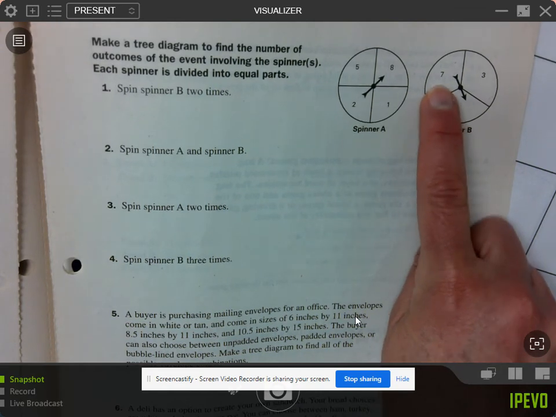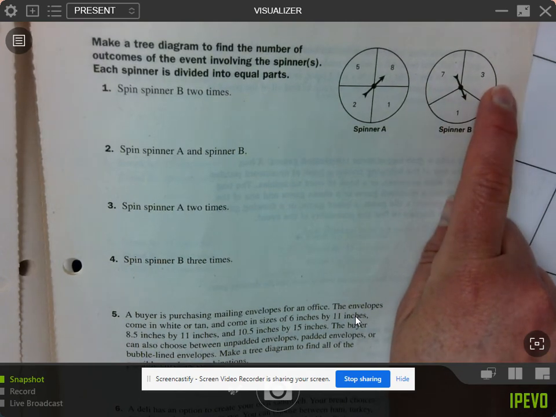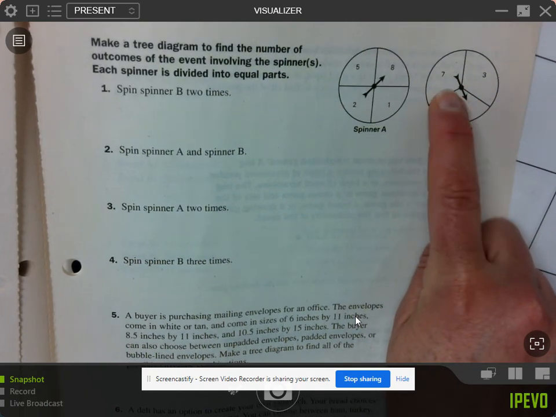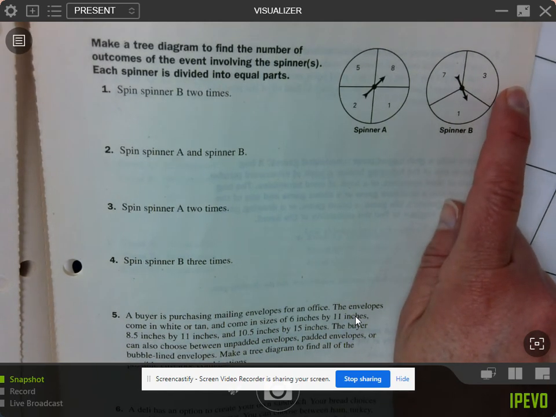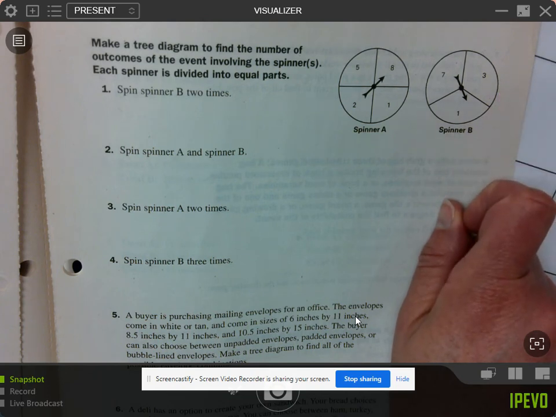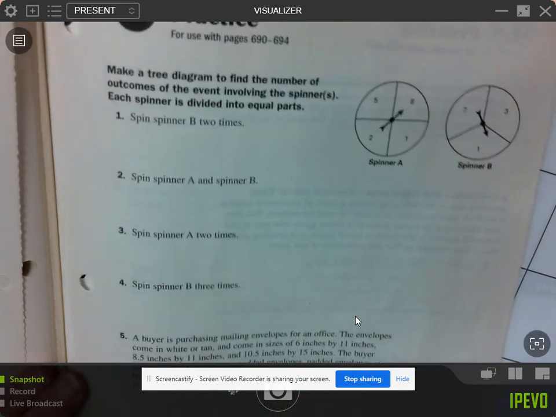If the first time you spun it, you spun a 7. The second time you spun it, you spun a 7. Or the first time you spun it, you spun a 7, and then the second time you spun a 3. So you're going to want to do it just like that, heads and tails. What are your options when you spin it the first time? What are the options when you spin it that second time?